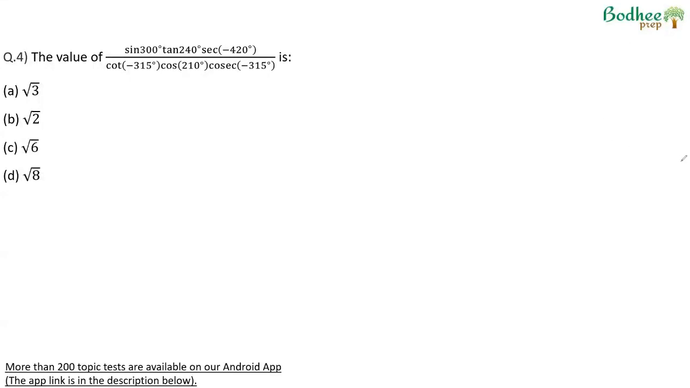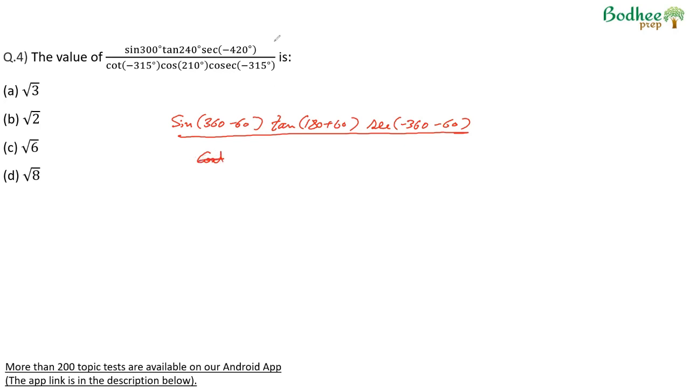Sin 300, tan 240, sec 420, cot minus 315, cos 210, cosec 315. So let us write each angle one by one. Sin 300 can be written as sin 360 degree minus 60 degree. Tan 240 can be written as tan 180 plus 60. Sec 420 can be written as sec 360 plus 60, upon cot minus 315. Oh, sorry.